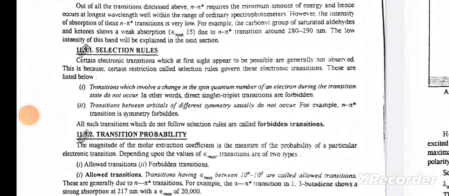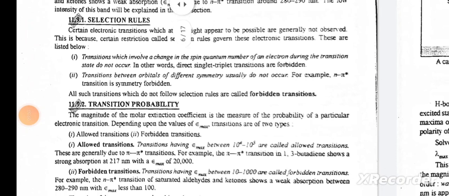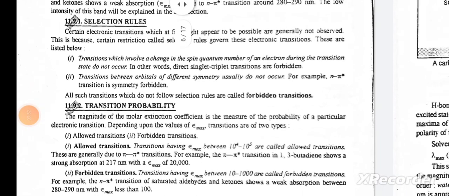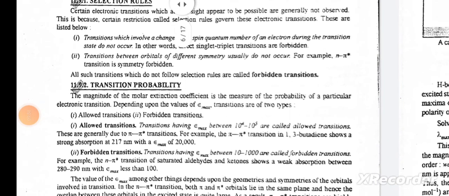Selection rule. Certain electronic transitions which at first sight appear to be possible are generally not observed. This is because certain restrictions called selection rules govern these electronic transitions. These are listed below. Transitions which involve a change in the spin quantum number of an electron during the transition do not occur. In other words, direct singlet-triplet transitions are forbidden.